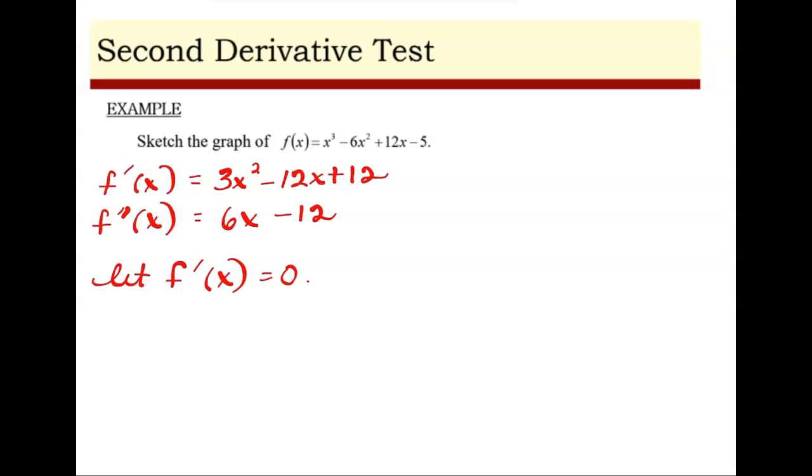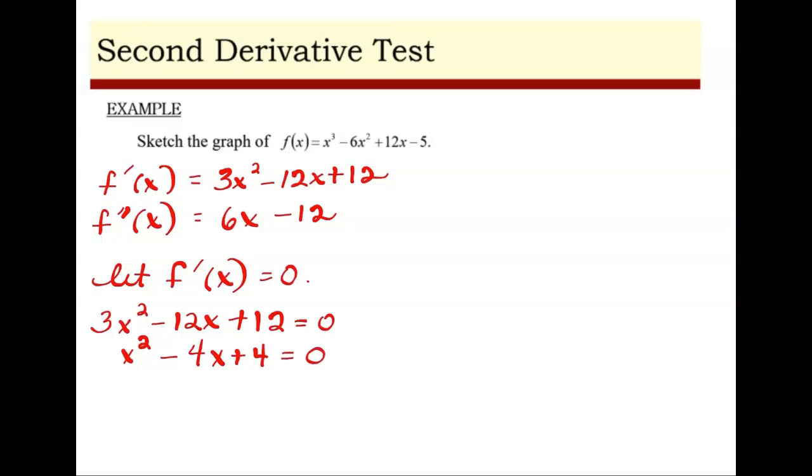So now to find critical points, we are going to set our first derivative equal to 0. So we're going to let f prime of x equal 0. And this is to find the critical points. So in doing so, we have 3x squared minus 12x plus 12 equals 0. We can divide both sides by 3. So we'll have x squared minus 4x plus 4 equals 0. And that is just the perfect square binomial, x minus 2 squared equals 0. And so we get a critical point at 2.